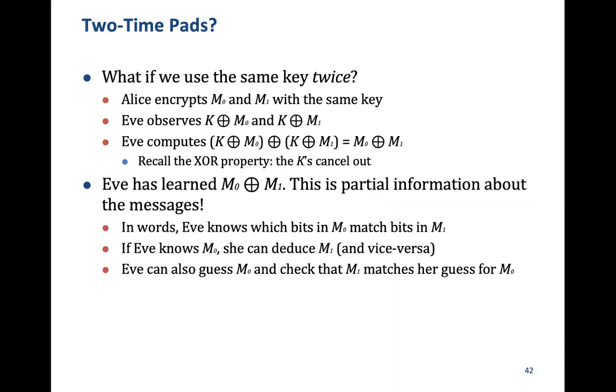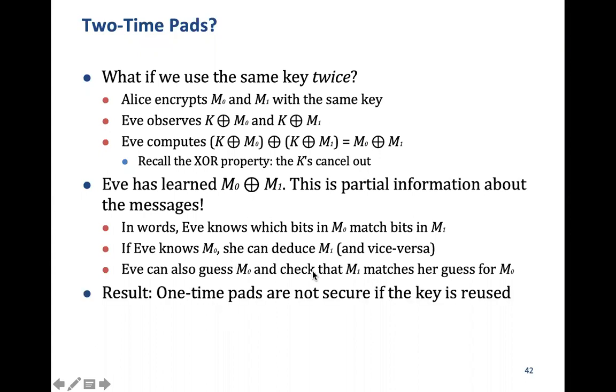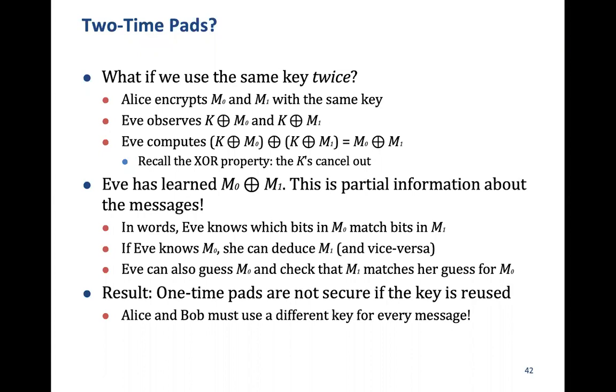Now she can use this to her advantage to guess a value of M0 or M1. Since she has received M0 exclusive OR M1, if she could guess one, then she can find out the other very easily, right? So one-time pads are not secure if the key is reused.